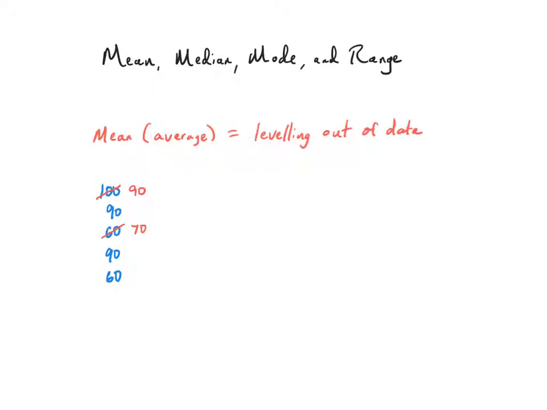I'm going to continue doing that. I'm going to do that to this 90, take 10 points away and give it to this 60. It becomes a 70. I'm going to take 10 points away from this 90 and give it to this 70. And then I'm going to take 10 points away from this 90 and also give it to this 70. I have now leveled out my data. Each of my data scores has now become an 80. So the mean or average of my data is 80.